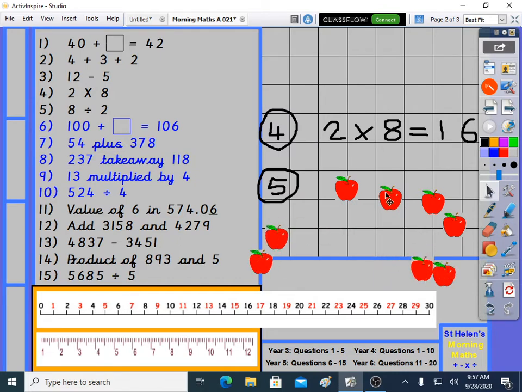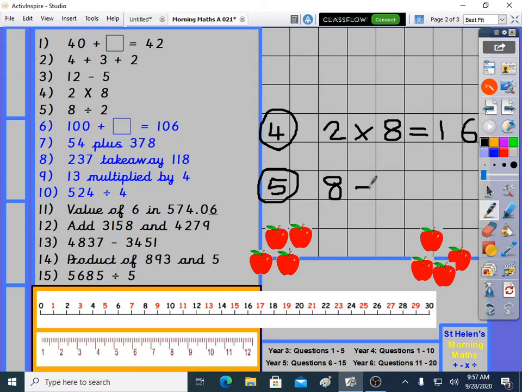Put some on this side, some on this side. Make sure they're equal groups. 1, 2, 3, 4. 1, 2, 3, 4. That's right. Because 8 divided by 2 equals 4. That's what we'll write down. 8 divided by 2 equals 4.